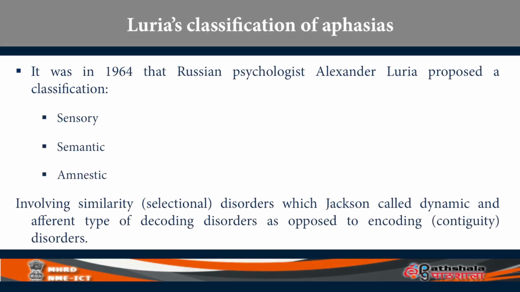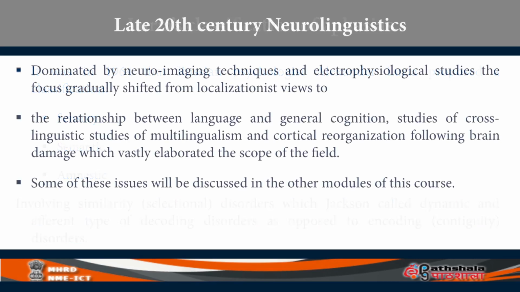In the 60s, in 1964, Luria also came up with a three-way classification of aphasia: sensory, semantic and amnestic. And eventually, drawing again on Jakobson's similarity or selectional disorders, which Luria called dynamic and afferent type of decoding disorders as opposed to encoding or contiguity disorders. So basically, there is a coming together of these ideas in typologizing aphasic disturbances.